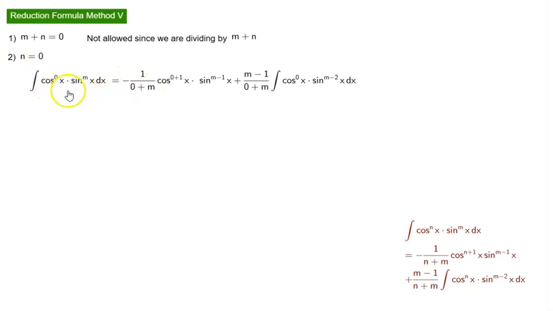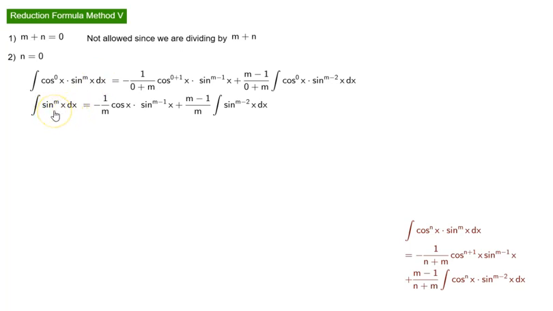So integral of cos 0x times sine mx dx is equal to minus 1 by 0 plus m times cos to the power of 0 plus 1 x times sine to the power of m minus 1 x plus m minus 1 divided by 0 plus m times the integral of cos 0 x times sine to the power of m minus 2 x dx. Okay, now this becomes 1. So we are left with integral of sine mx dx.